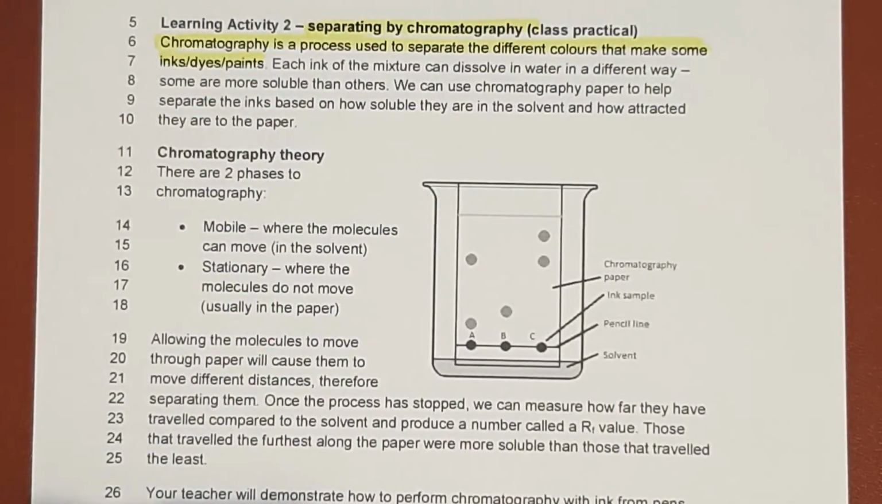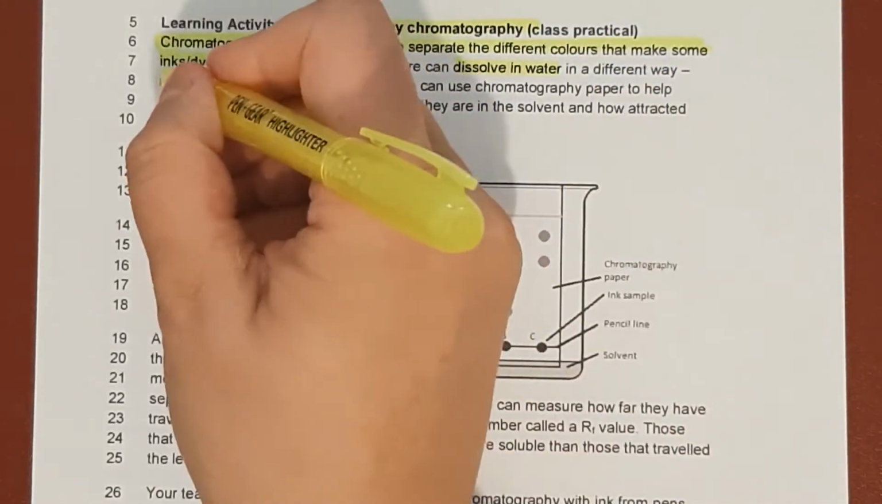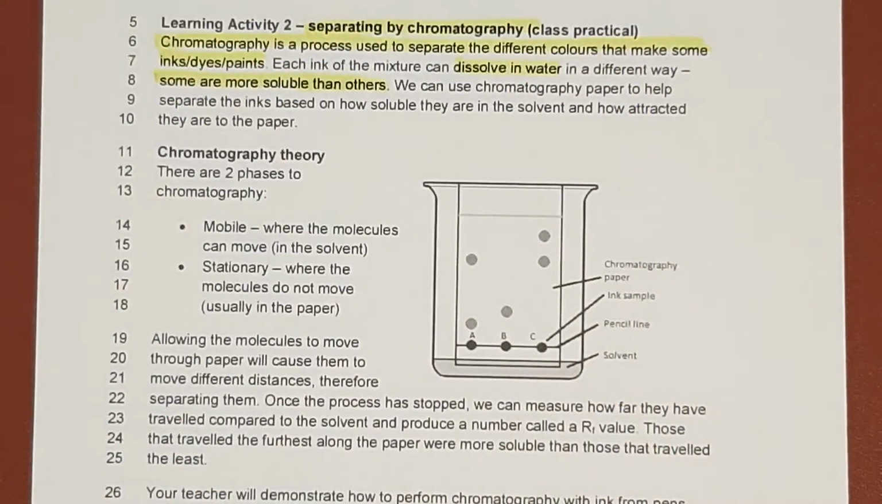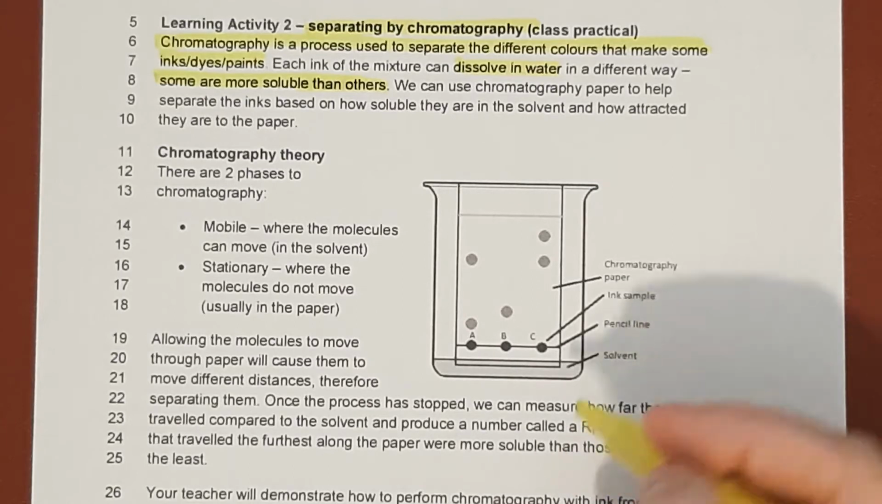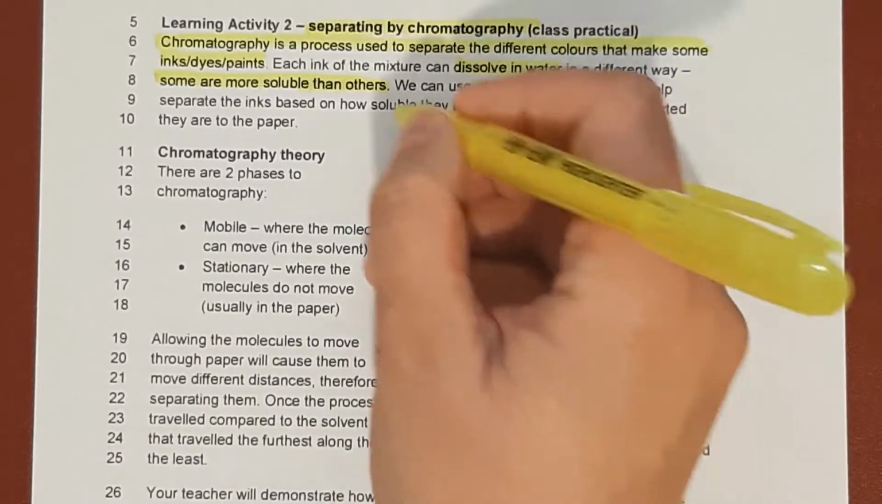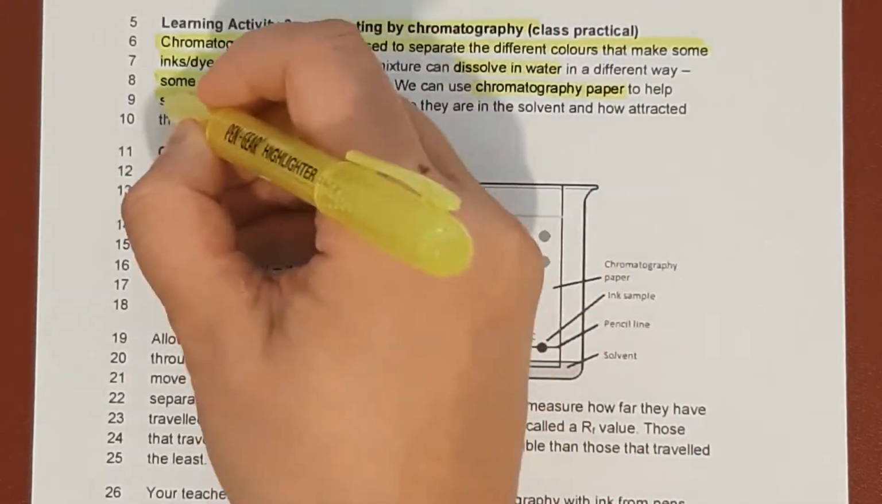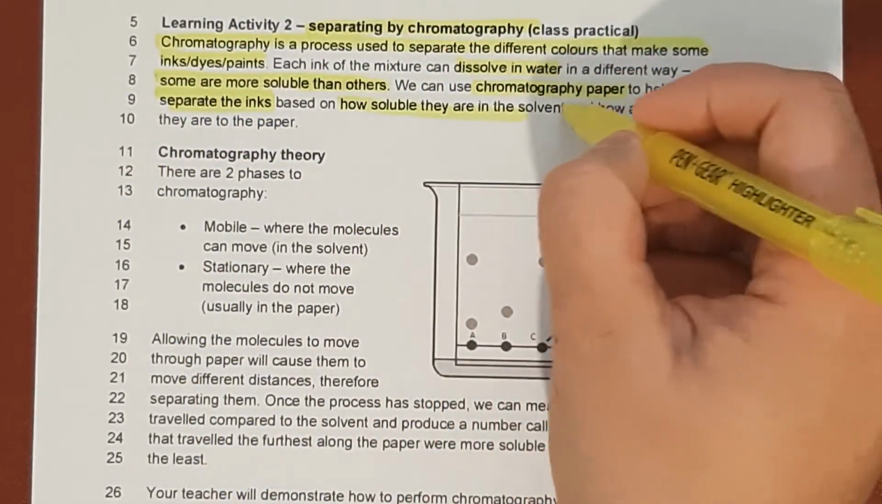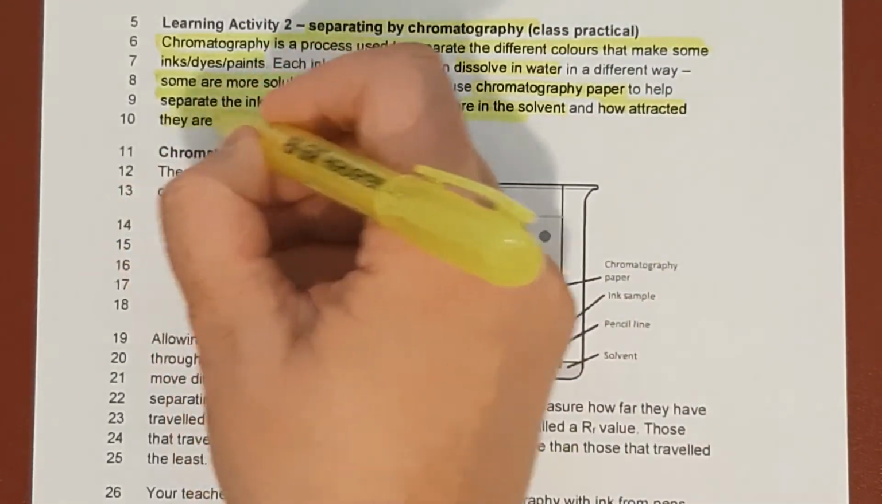Each ink of the mixture can dissolve in water in a different way. Some are more soluble than others. We can use chromatography paper, which is a special kind of paper, to help separate the inks based on how soluble they are in the solvent and how attracted they are to the paper.